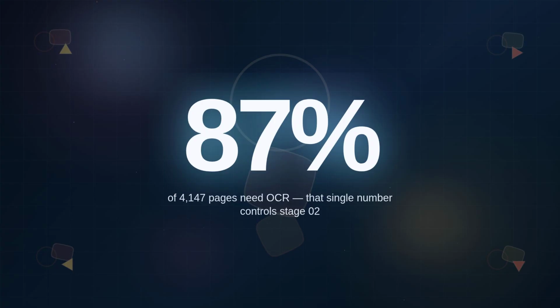Of the 4,147 pages across 115 documents, 3,624 of them are scans. That is 87%. The 2024 imagery is high resolution, but it lives in PDFs as embedded JPEGs with no text layer. The mid-century FBI files are typewriter scans, so almost everything goes through Tesseract. That single number is what controls how long stage 02 takes, which is the longest stage in the entire pipeline.